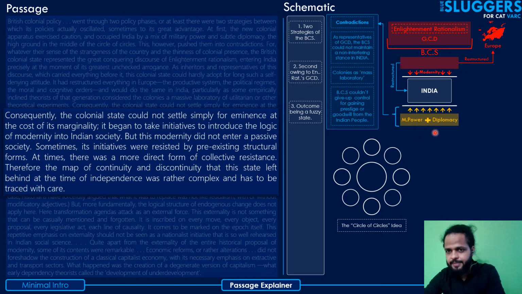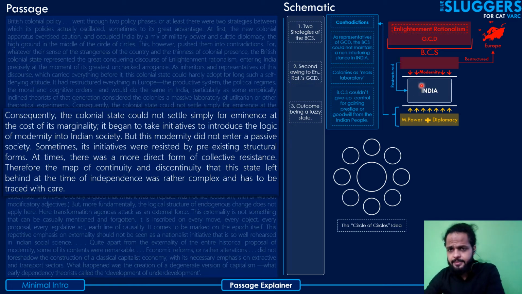The first strategy was about being cautious and using military power and a combination of diplomacy to acquire the high ground. And then the second strategy is that after that point you start transforming everything, right? That was the second strategy. So it began to take initiatives to introduce the logic of modernity into Indian society.